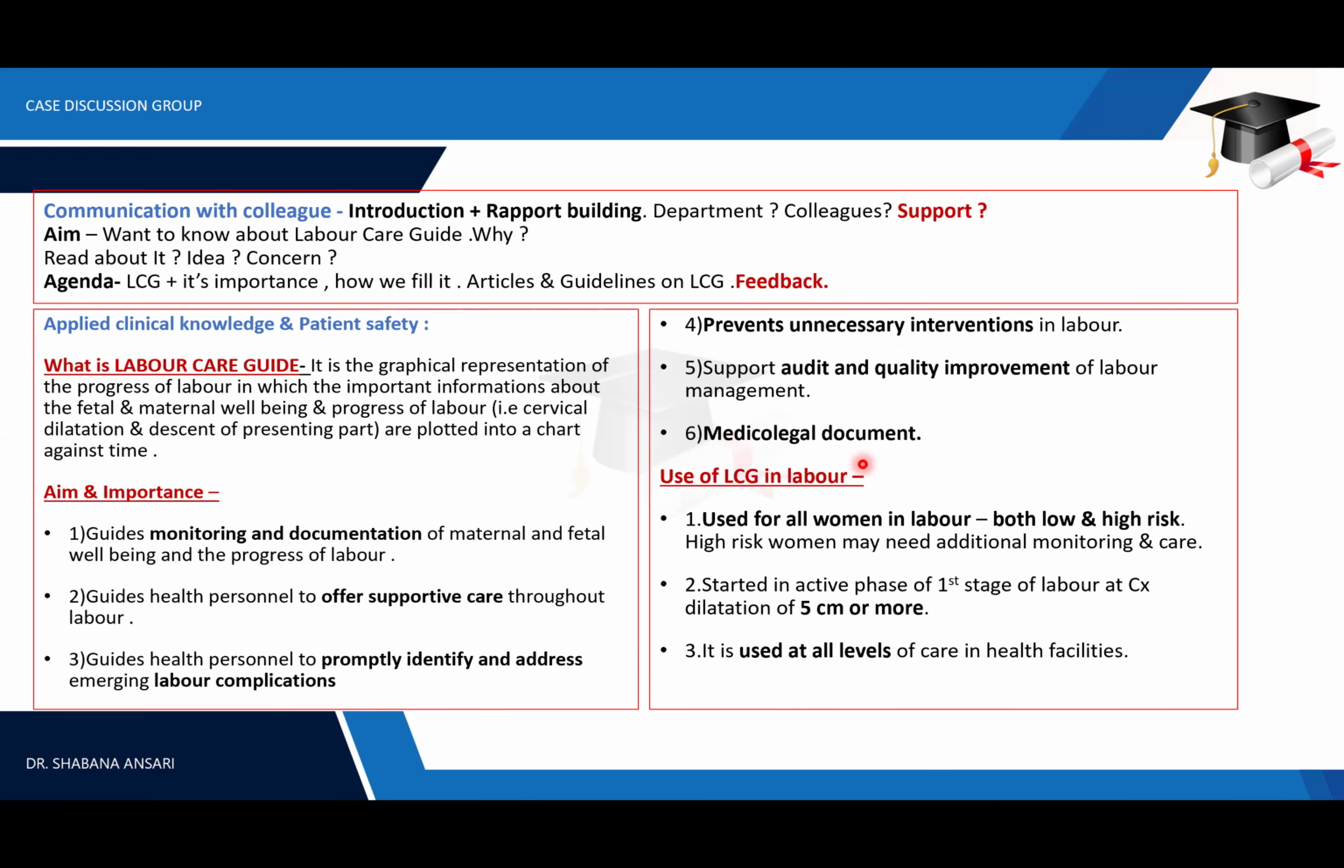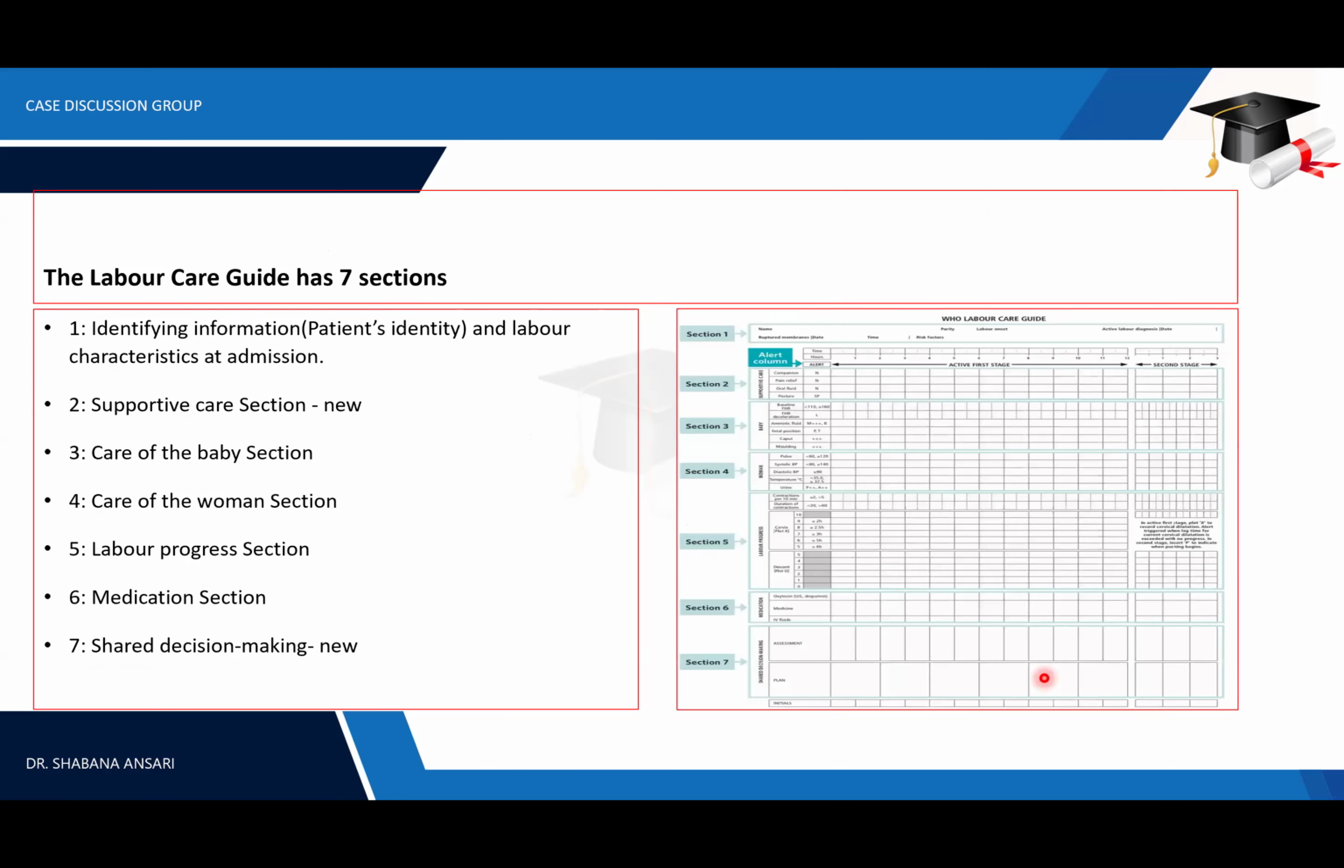Now, how to use the labor care guide? We are using it for all women in labor, both low risk and high risk. And of course, high risk women may need additional monitoring and care. When are we starting it? Like you all said, we are starting it in the active phase of the first stage of labor at cervical dilatation of 5 centimeters or more, and it is used at all levels of care in health facilities, primary, secondary, tertiary, at all levels. Now we know we have 7 sections.